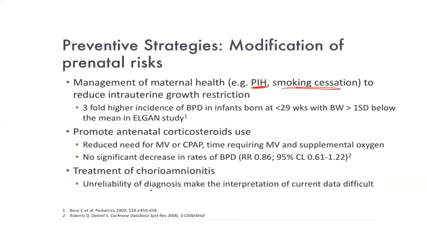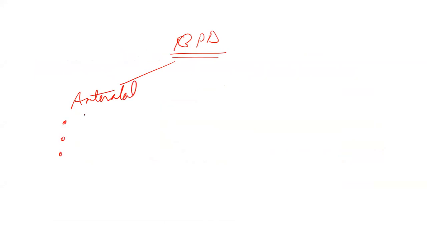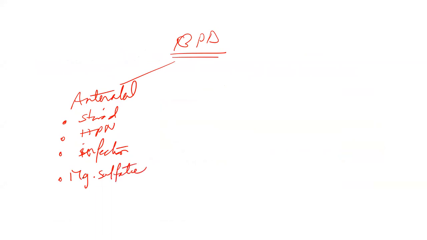And then we will come to this slide later on. So we said bronchopulmonary dysplasia prevention, number one, antenatal. We discussed the points already. We mentioned steroids, managing maternal hypertension and any infection, and magnesium sulfate for premature babies as neuroprotection. Postnatal.